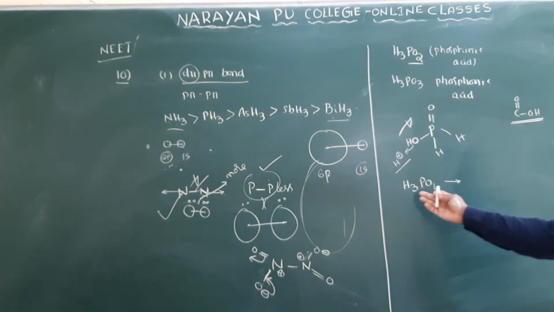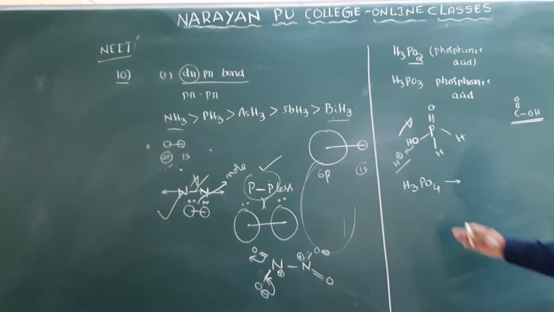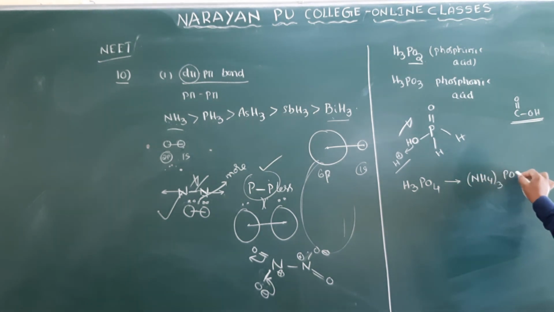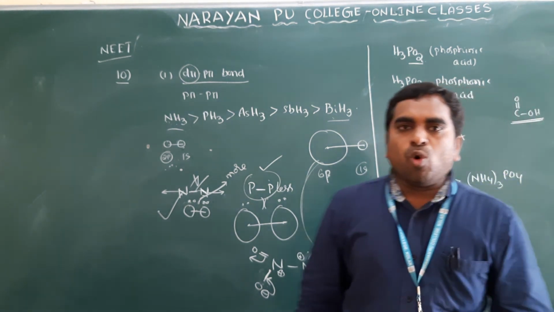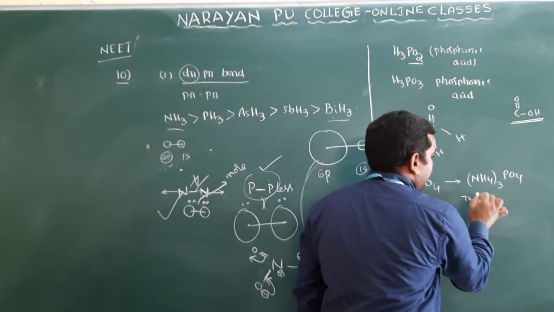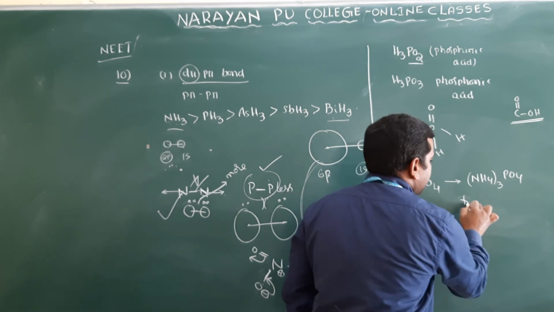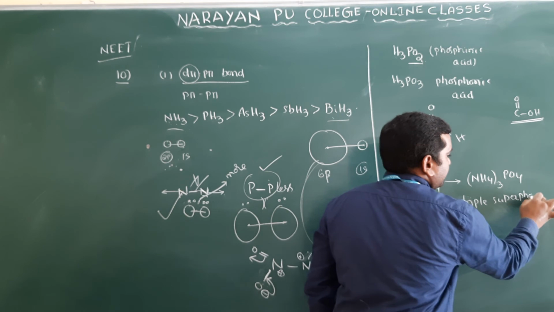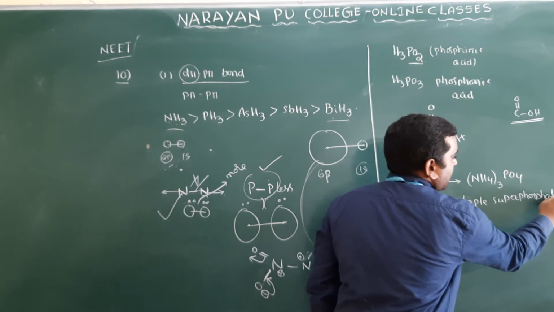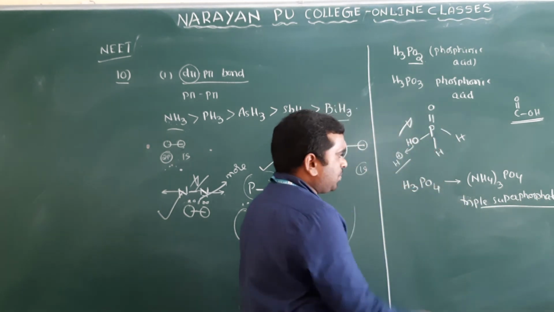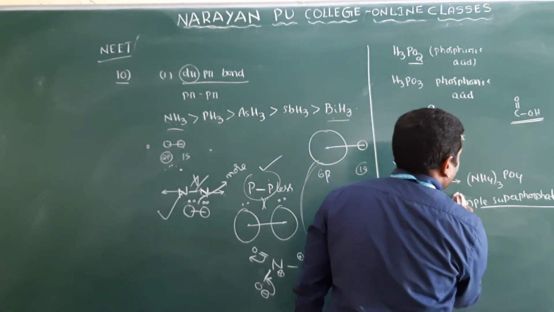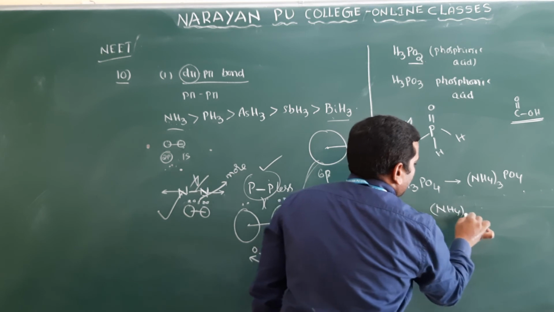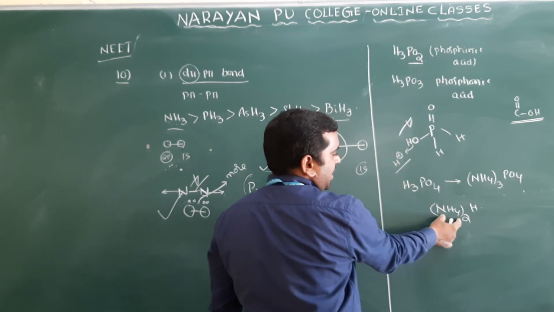Simple. If you take ammonium, then what can it form? Triammonium phosphate. That we will call a triple superphosphate. Three hydrogens in phosphate means 3 salts it can form. This is one salt, and another one is where 2 hydrogens are replaced by NH4.